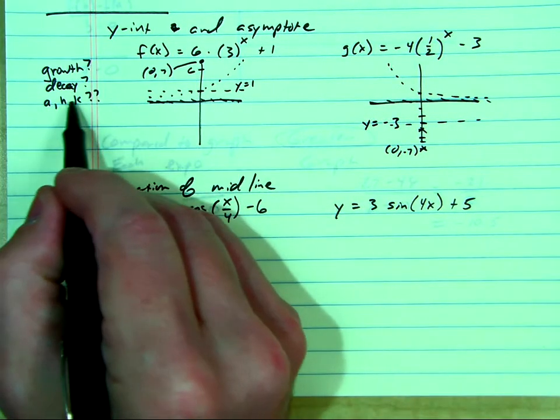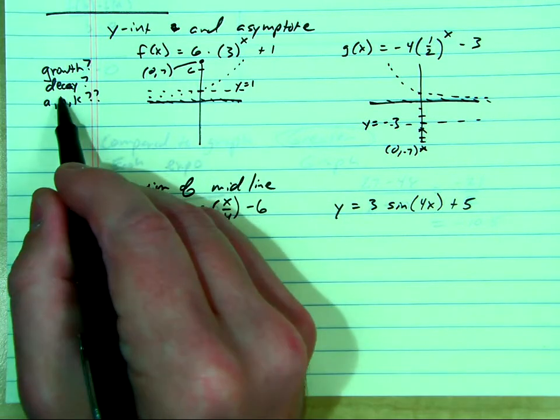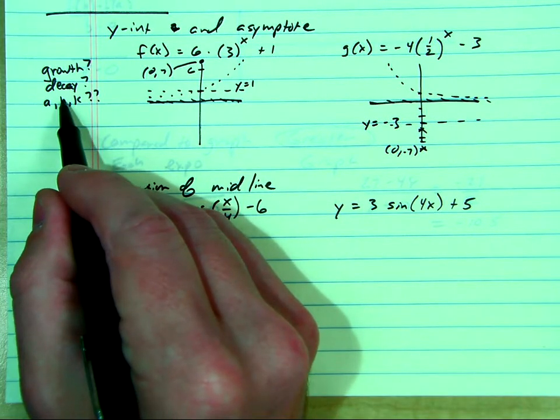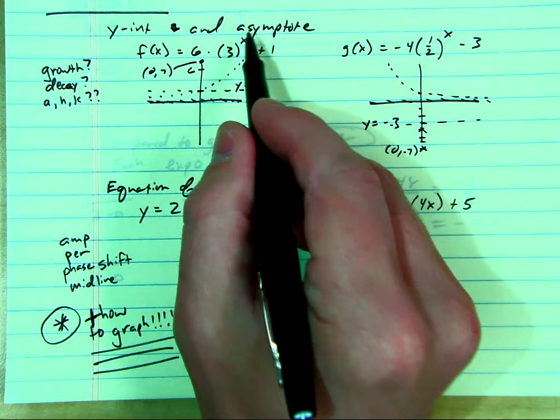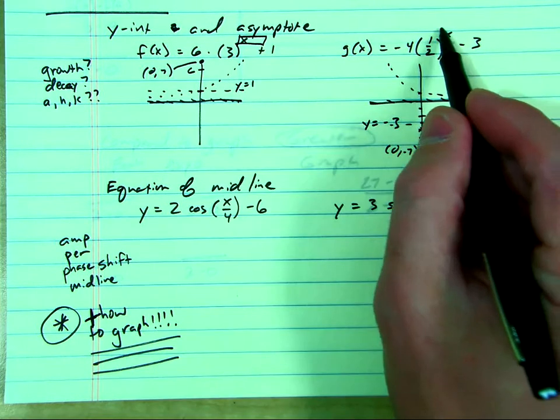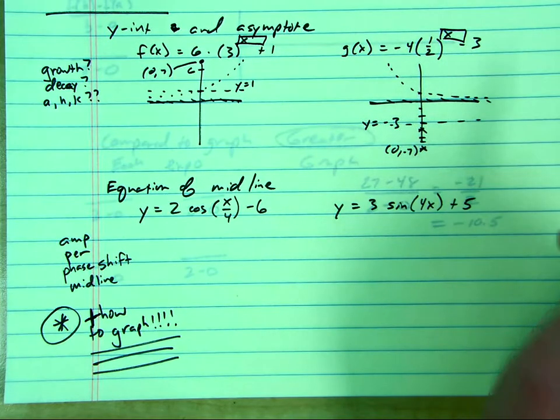Also remember, that's what a and k do to exponential graphs. What about h? It's going to move it left or right. Remember, if there was an h, it'd be attached to the x. H is always attached to the x's.